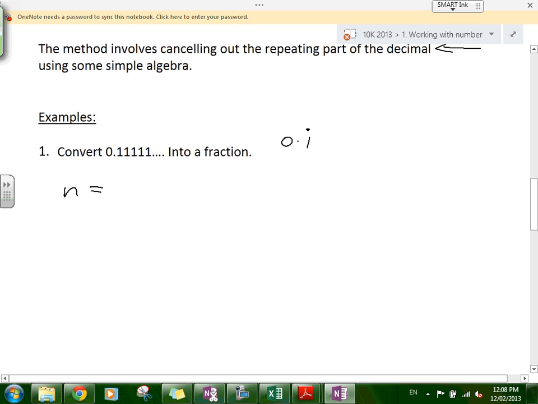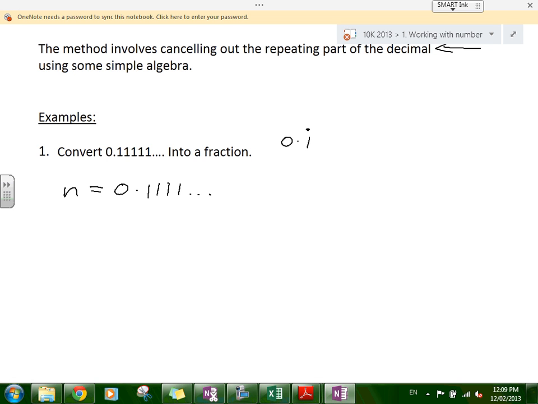So I'm going to call n 0.1111. Okay, and the reason I'm writing it out will become apparent in a moment. That's the name of the unit. You can call it anything from x, you can call it pineapple, whatever you want. So I'm going to call it n. Now, I'm going to say, well, what happens to this number?